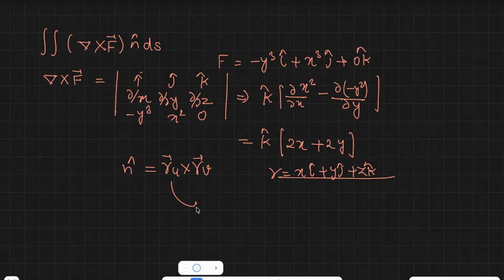So again, after putting in these values and solving, you will get 3 pi by 2, which is nothing but putting the values and multiplying, and it's a double integral. So this is how we can verify the Stokes theorem.